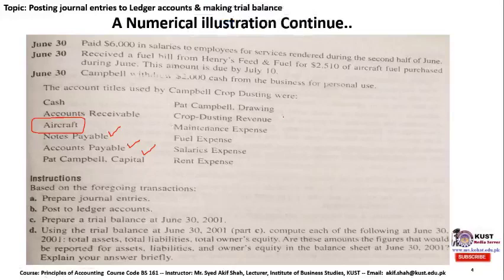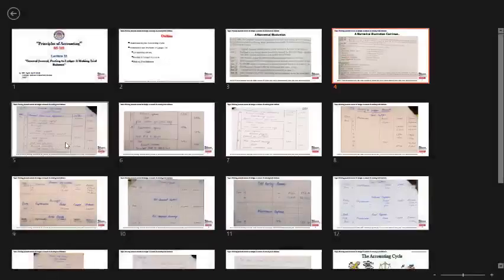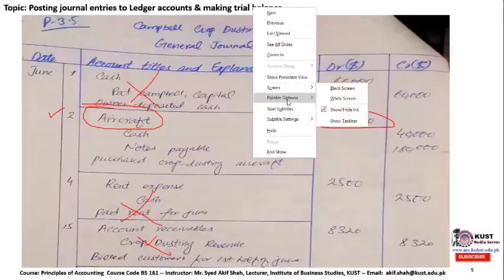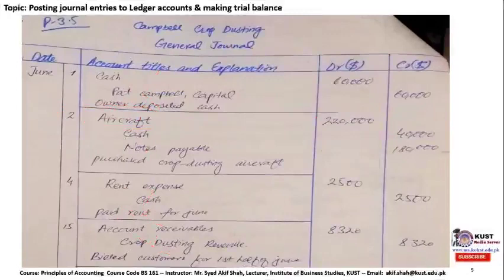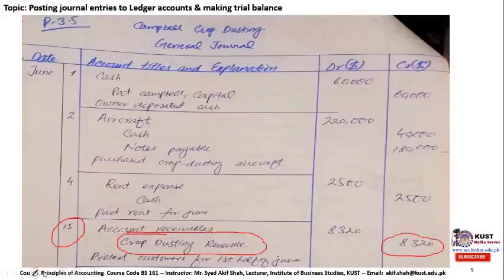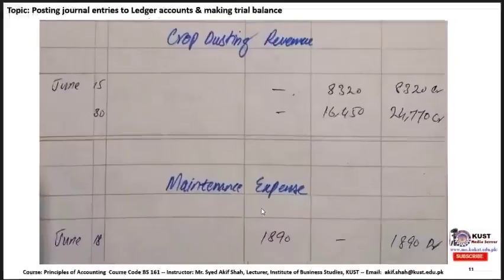So let me explain the crop dusting revenue ledger account, because the rest of the ledger accounts have been made in the same fashion as I have discussed for cash and account receivable. So you can do the same for the rest of the accounts. Let's see how many times the revenue is changing in this journal. We have a revenue entry on June 15, and it is having a credit balance of 8,320. So let's go to the ledger balances.